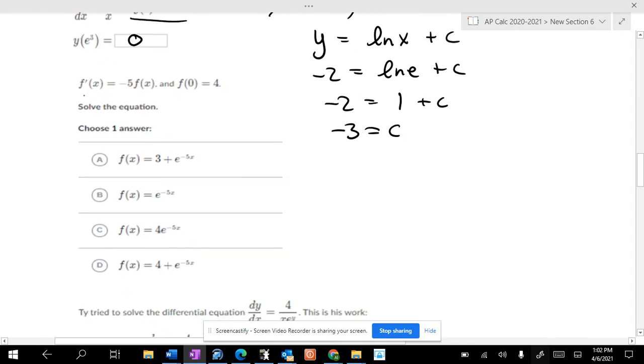All right, for this one, the first derivative of f(x) equals negative 5 times f of x. Negative 5 times the original function. Okay? So what does that tell us to do?